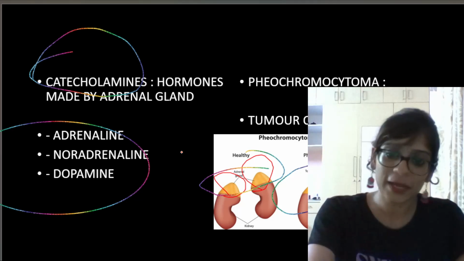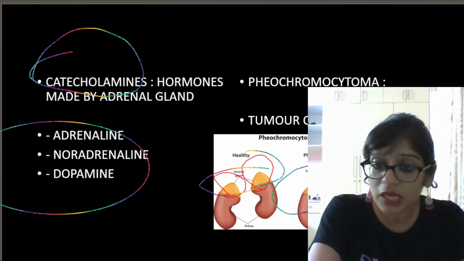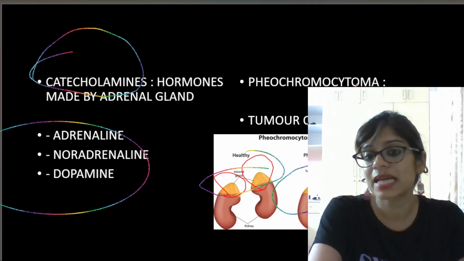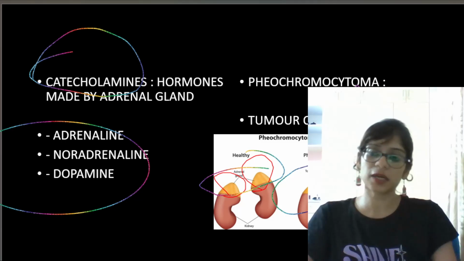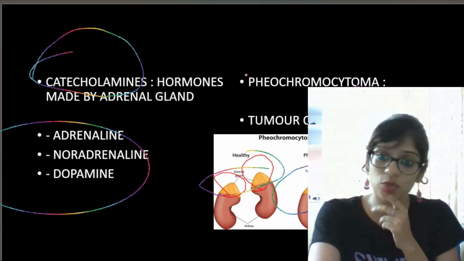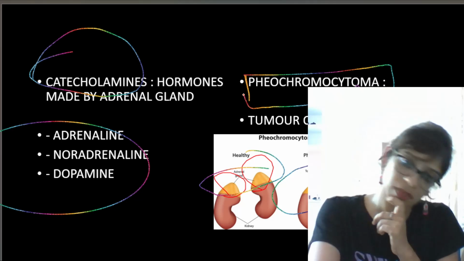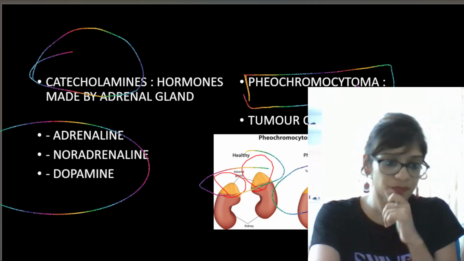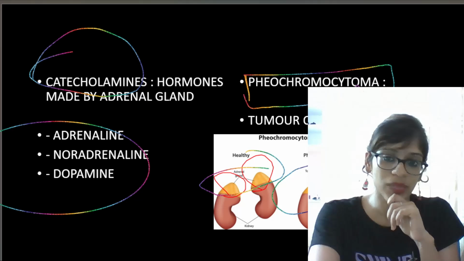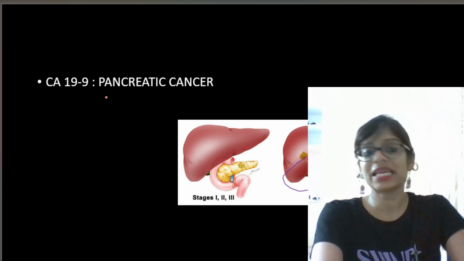They will be very high if there is a tumor of the adrenal gland, and a tumor of the adrenal gland is called pheochromocytoma. That's very important. Pheochromocytoma is a frequent question in theory papers and competitive exams. We'll talk about it when we get to endocrine. Fine. Now this is a very important slide.